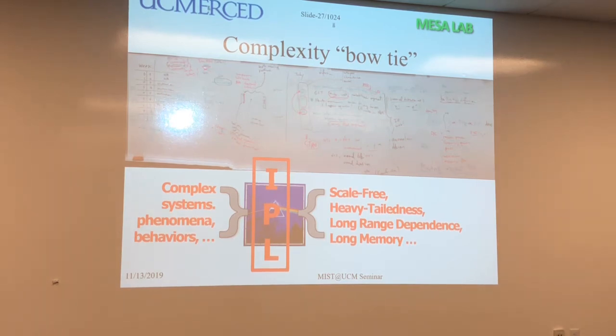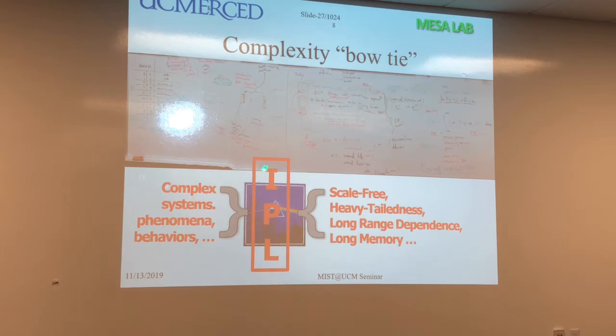Okay. One day I was lecturing, and usually after the lecture, I take pictures and stitch them as a big picture for my record. I discovered something. Okay, so this is called bow tie structure. So you have a bow tie in here. This is a bow tie. So you have a complex system phenomenon or behavior.